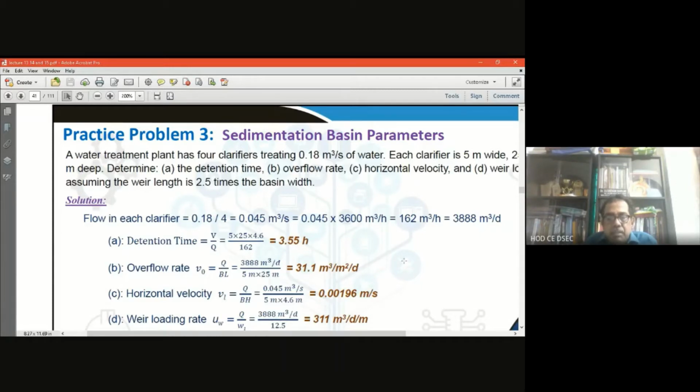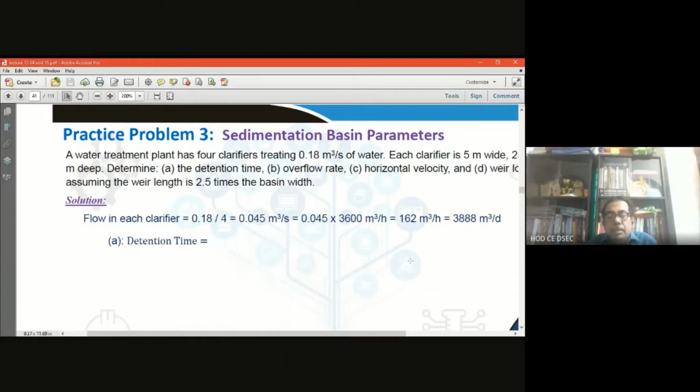B is 5 meter, H is 4.6 meter, and Q we have found out initially. So you can get the horizontal velocity. So the three answers A, B, C are found out. Now the wear loading. What is the wear loading?